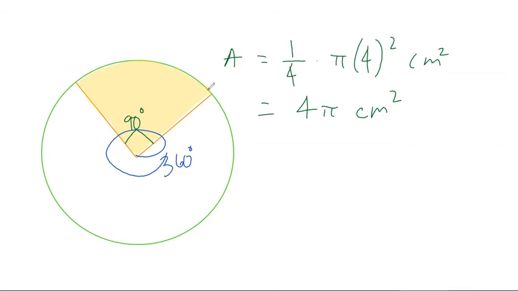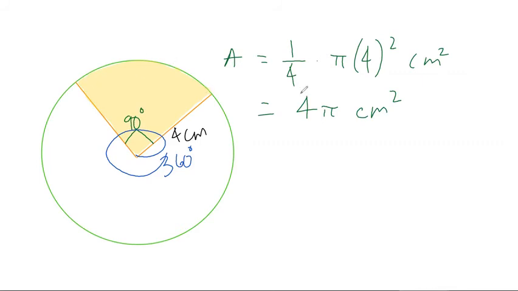Well, that would mean that the perimeter of the sector would be this length right here, plus these two lengths right here. We already know that these two lengths are equal to the radius, which is 4 centimeters. And finding this length is going to be very similar to finding the area of a sector. In this case, 1/4 of the area of the entire circle is equal to this area right here. So 1/4 of the entire circumference is going to be the arc length right here.